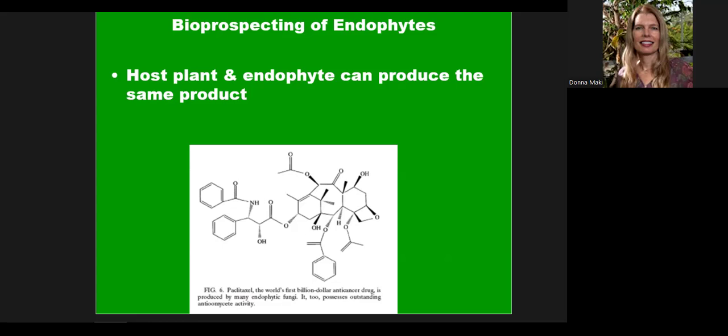So they discovered this in yew trees, Taxus species, yew trees. Well, plant biologists started to get really worried because they were chopping down yew trees left and right to get this drug. It's a $1 billion drug. They're going to keep chopping down trees to get this.